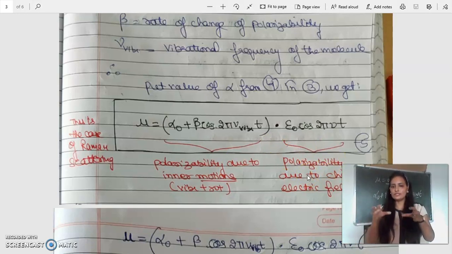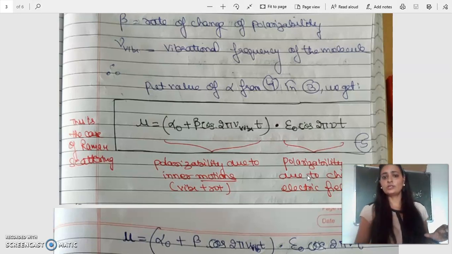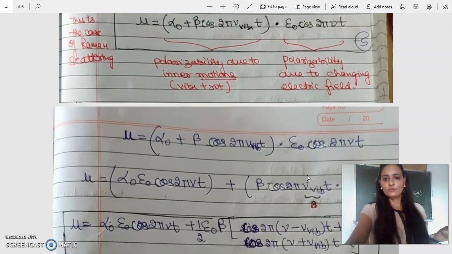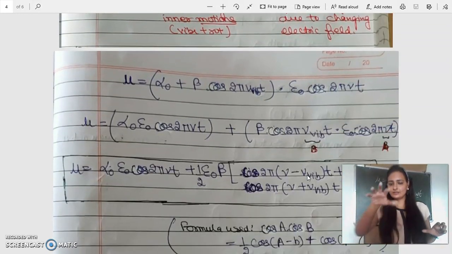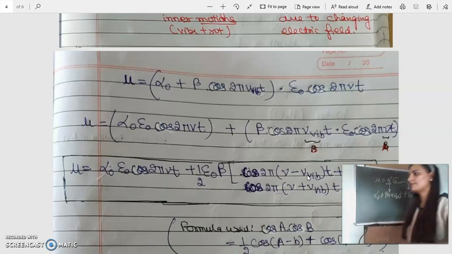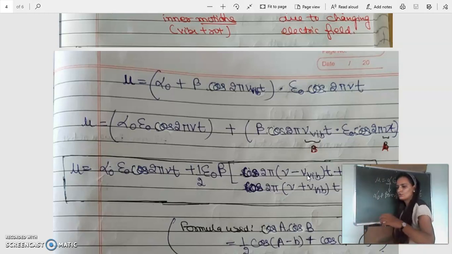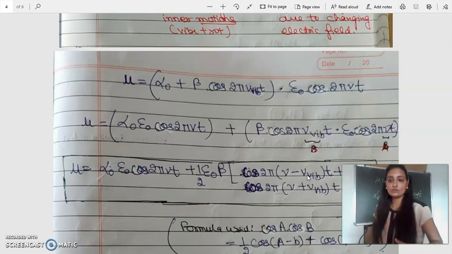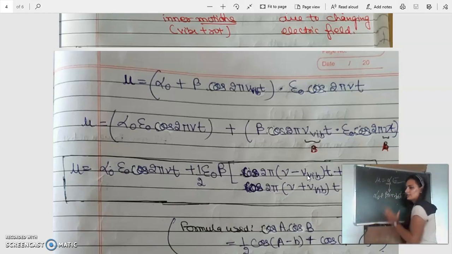Both of these factors will further lead to dipole moment production in your molecule. So we have another derivation, where we are going to open up this equation, in order to specify which factor is for the Stokes line and which factor is for the anti-Stokes line, because this whole equation of dipole moment is for your Raman scattering.